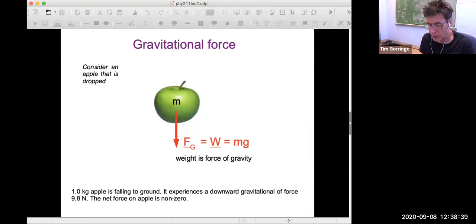And as an example, if you had a 1 kilogram apple and you dropped it towards the ground, that 1 kilogram apple experiences a 9.8 Newton gravitational force towards the ground. It's the product of the 9.8 meters per second squared acceleration of gravity times the 1 kilogram mass of the apple. And so that's kind of the rule book for gravitational forces in today's class. And for each of the forces, we're going to introduce a little rule book.